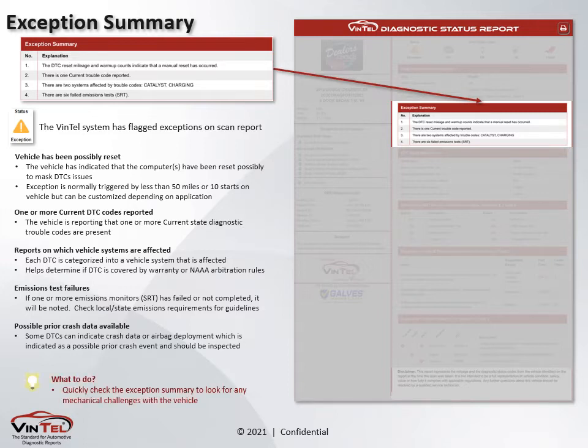The exception summary is a quick snapshot of being able to look at the vehicle and understand the mechanical challenges with it without having to delve deeply into the diagnostic codes that cause those issues.